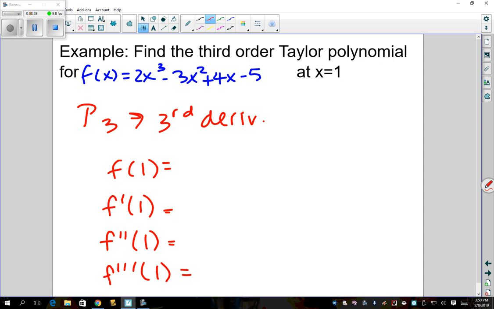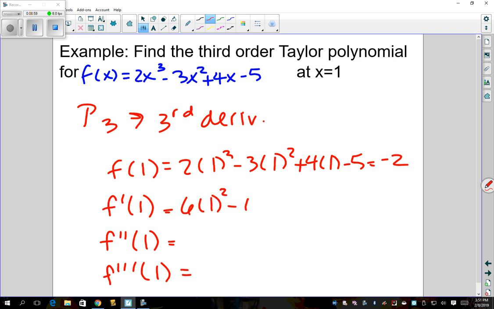So f of 1, that's just 2 times 1 cubed minus 3 times 1 squared plus 4 times 1 minus 5. That gets us negative 2. Our f prime of 1, now this derivative goes to 6x squared, so we take 6 times 1 squared minus 6 times 1 plus 4. Again, I'm just taking the derivative and then plugging in 1, and we should get 4. F double prime, when we take the derivative again, we get 12 times 1 minus 6 equals 6, and then f triple prime is just 12.